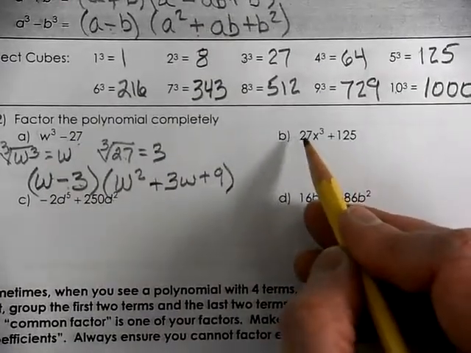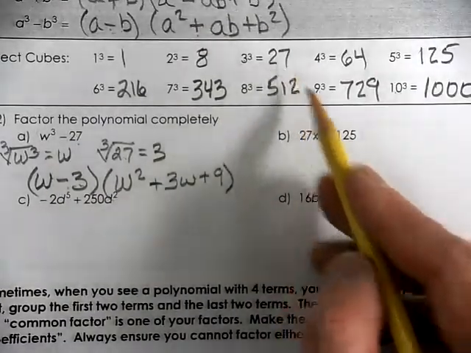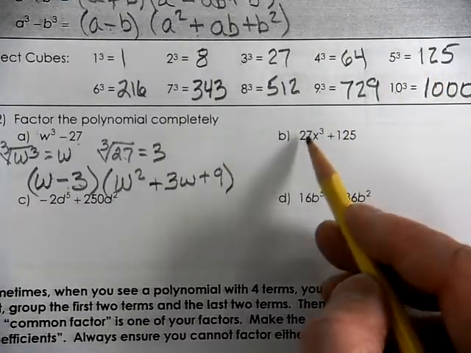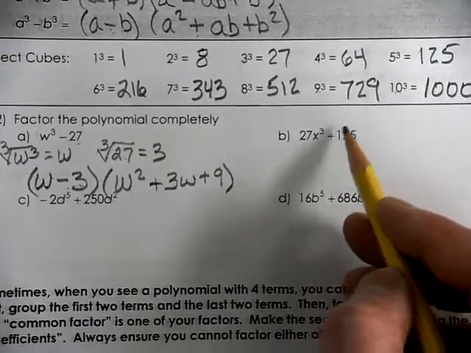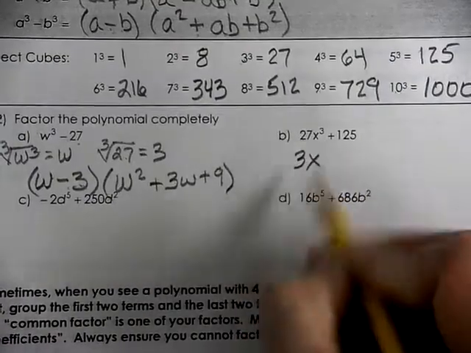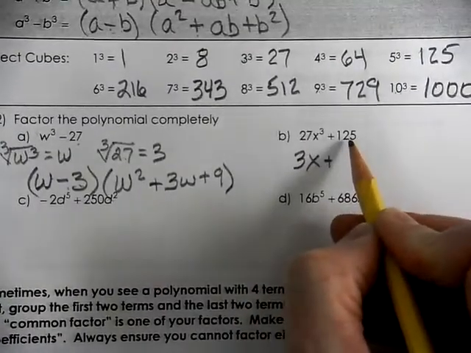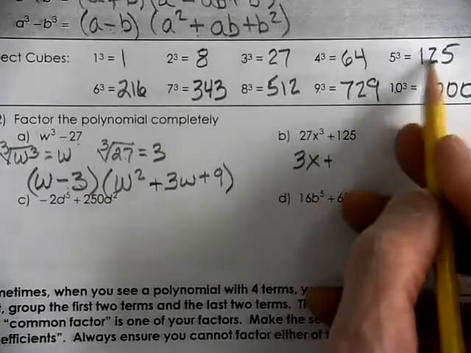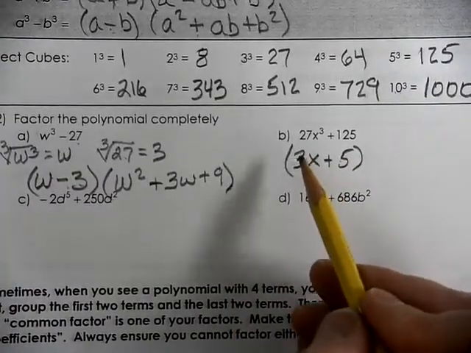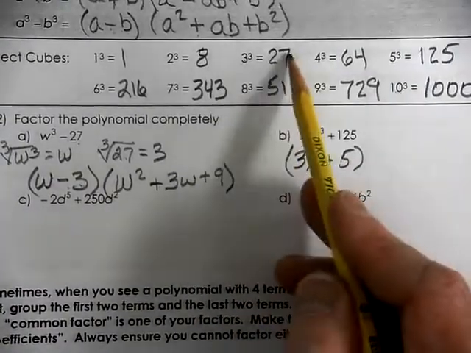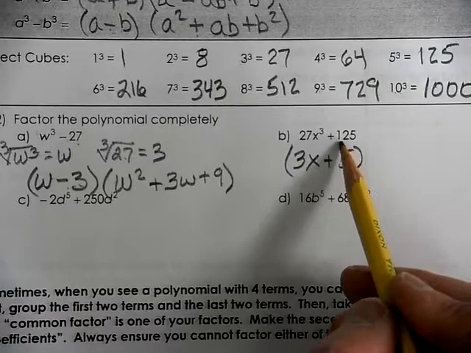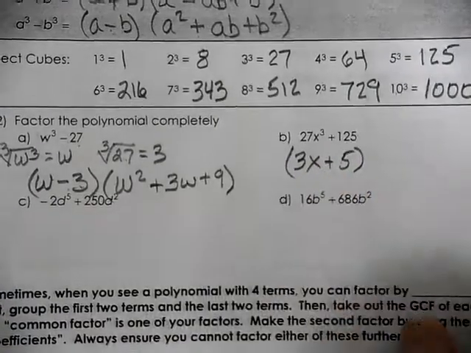Is 27 a perfect cube? Yes. Is 125 a perfect cube? Yes. So that means we can take the cubed root of this first term. We can take the cubed root of the last term. So that's going to give us 3x with a plus, and the cubed root of 125 is 5. This is implying that 3 times 3 times 3 made 27, and 5 times 5 times 5 made 125. We took the cubed root of both those terms.